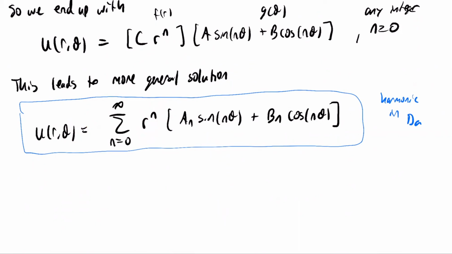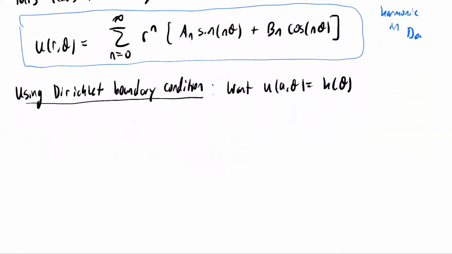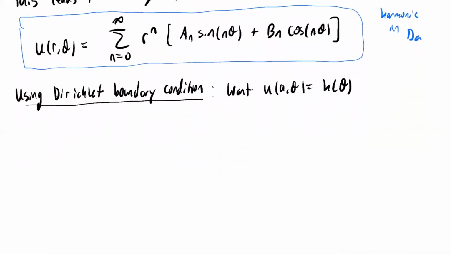Okay, up until this point, we haven't used the boundary condition, right? So let's use the Dirichlet boundary condition. Right, because we don't just want a harmonic function, we want a harmonic function that's equal to h, the given function h, when r is equal to a, right? We want u of a theta is equal to h of theta, right? Well, let me just plug this in into the above formula, which we just derived. So we need h of theta should be equal to u of a theta, right?